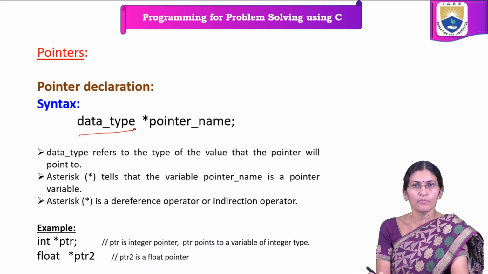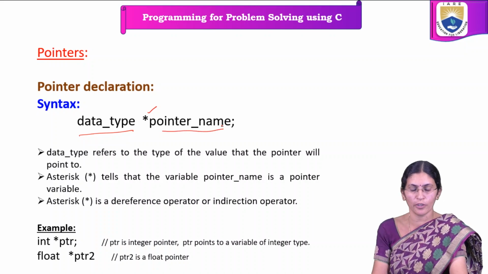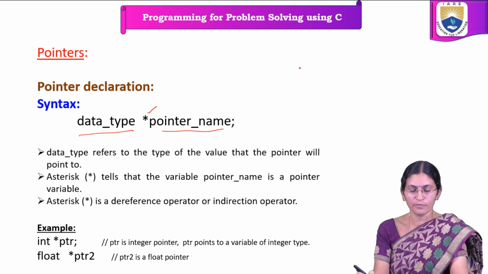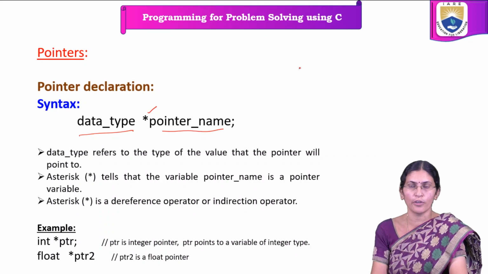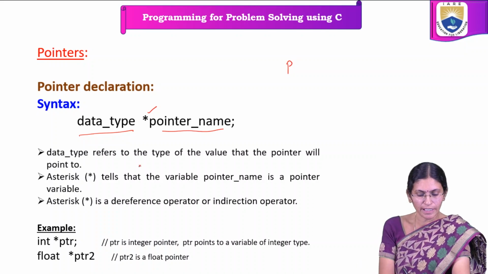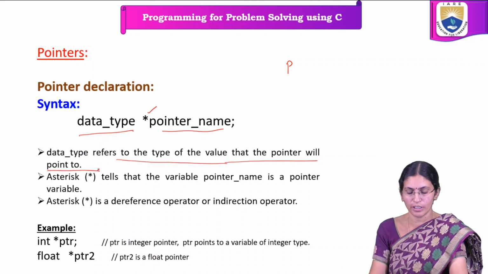So data type followed by star or asterisk symbol. Then after that, the pointer name or pointer variable you can say, followed by semicolon. Here data type refers to the type of the value which the pointer points to. If we declare a pointer, examples we'll see later on. So here data type refers to the type of the value that the pointer will point to.